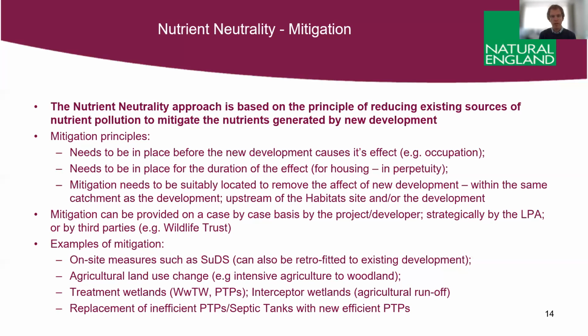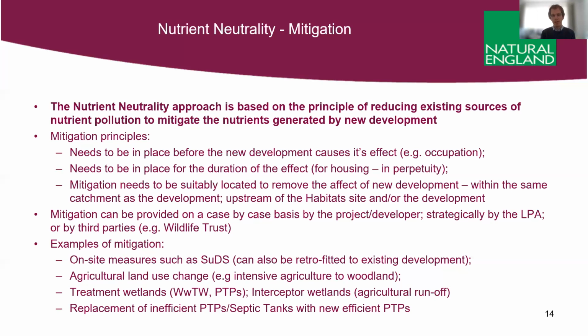And also the mitigation needs to be upstream of the European site and/or upstream of the development. So if the habitat site, the European site, is at the bottom of the catchment, if it's the harbour or an estuary, then your mitigation can be anywhere upstream of that, regardless of whether that's upstream or downstream of the development. But if you're talking about a designated river where the entire river system is designated, then the mitigation would need to be upstream of the development.